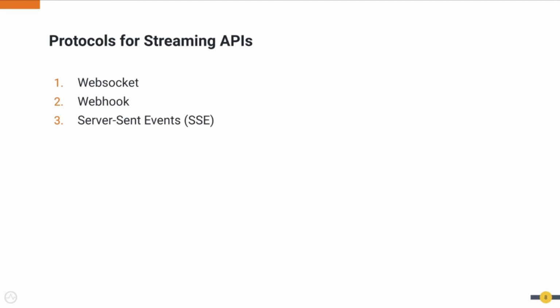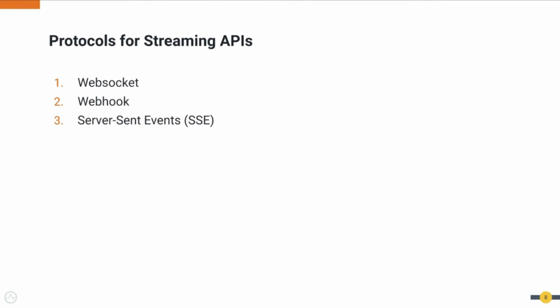WSO2 API Manager supports WebSocket, Webhook, and server-sent event protocols for streaming APIs. WebSockets allow two-way communication between the server and the client. The server can publish events to the client without a request, and the client can publish requests to the server if required. WebSockets are compatible with HTTP as well.